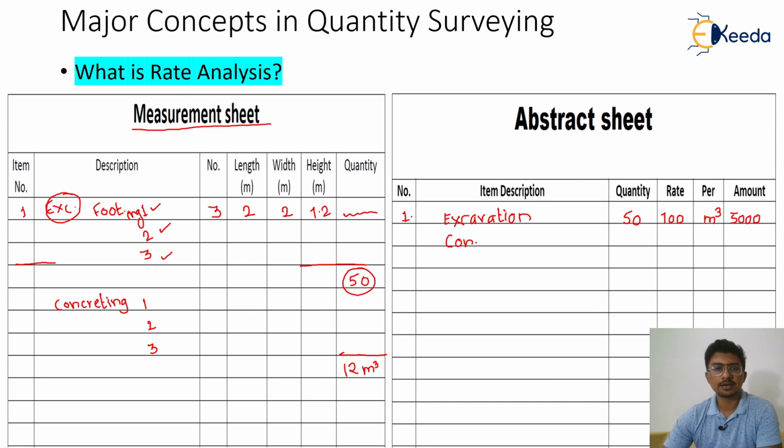For concreting, I said 12 meter cube, the rate is suppose 5,000 rupees per meter cube. So based on that, 60,000 rupees I am going to need. So this is what, at the end, whatever quantities you have, shuttering, then plastering, painting, doors and windows, staircase, everything you are going to have will be put over here. And at the end there will be the sum of everything, which will be the final and total cost of your project. This is what rate analysis is all about in simple words.